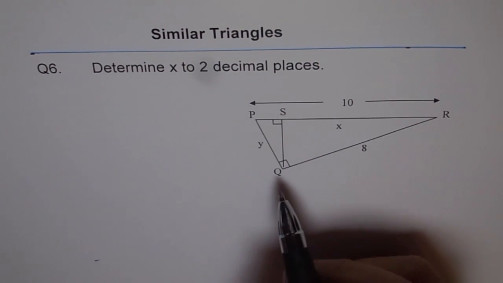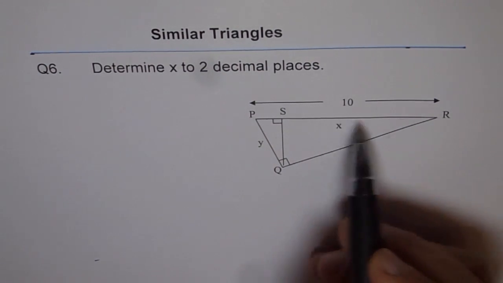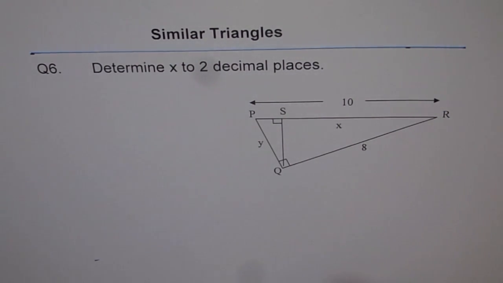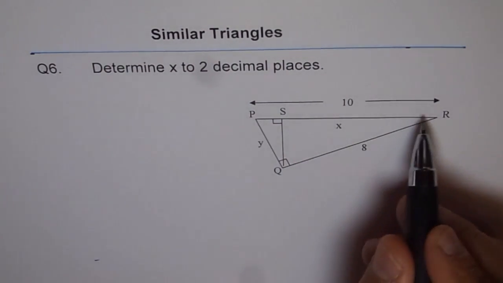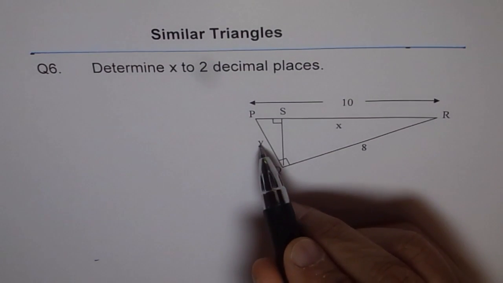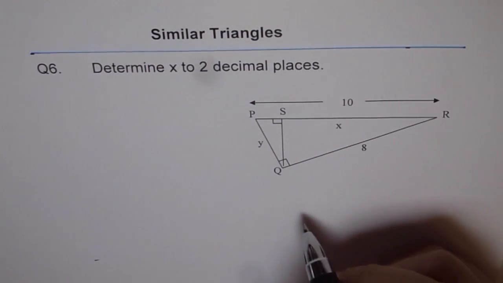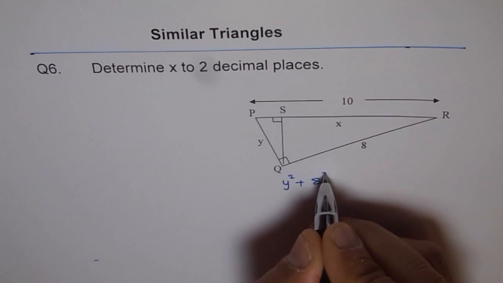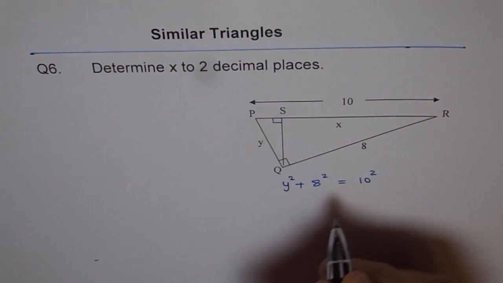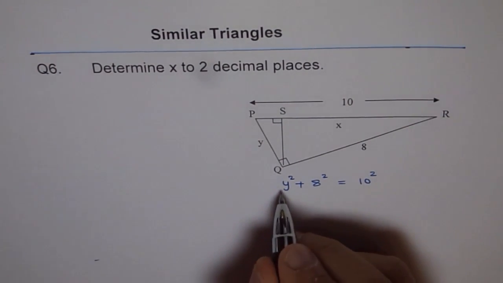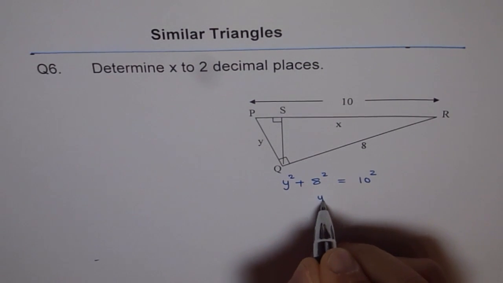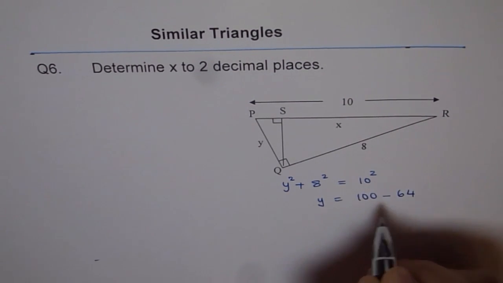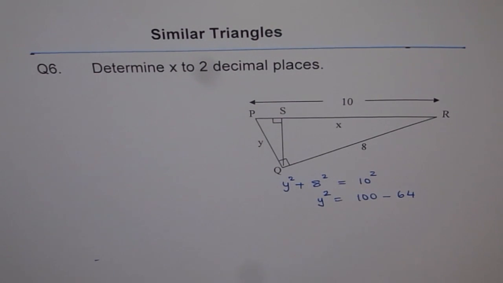Now let's solve this. Since triangle PQR is a right triangle, we can use the Pythagorean theorem to find y, correct? Here the hypotenuse is 10, one of the sides is 8, the other one is y. So y squared plus 8 squared equals 10 squared. From here we can get the value of y. So y squared is 10 squared, which is 100, minus 8 squared, which is 64, and then we take the square root.